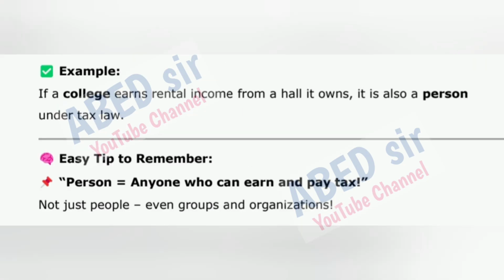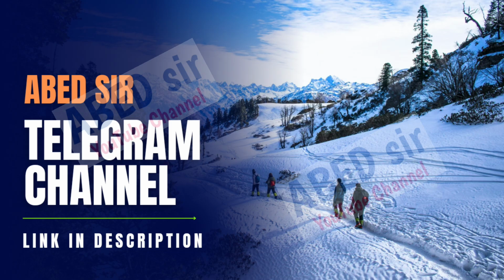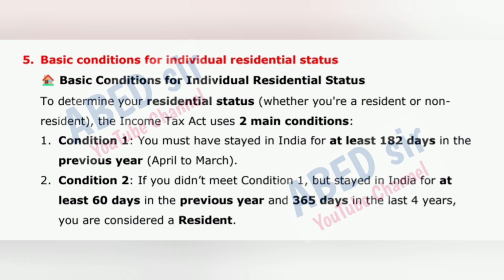Example: if a college earns rental income from a hall it owns, it is also a person under tax law. Easy tip to remember: person is equal to anyone who can earn and pay tax. Not just people, even groups and organizations. Next important short question is: 5. Basic conditions for individual residential status.